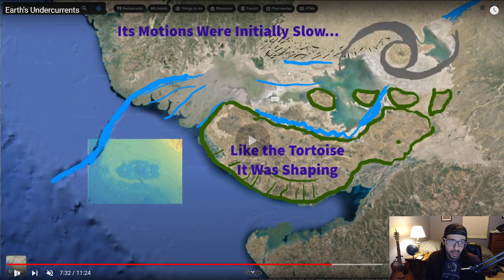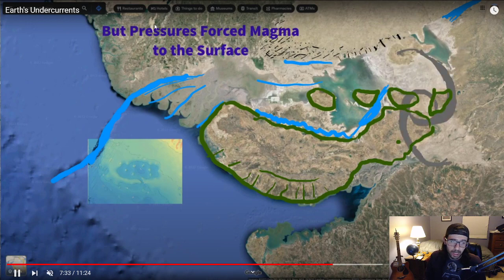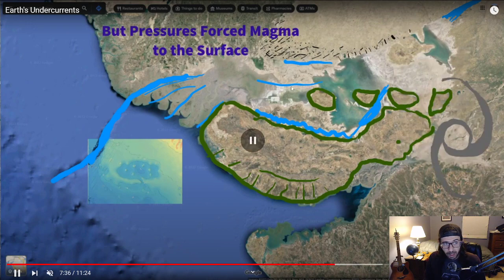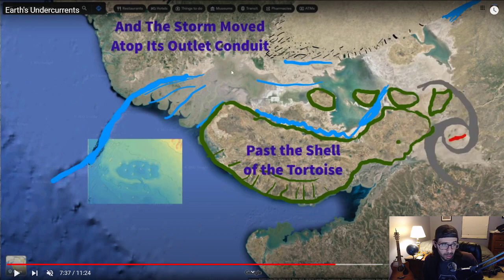Like the tortoise was shaping, but pressures forced magma to the surface. This one I didn't do well because I just kind of put the next ones in simultaneously. This one, I really should have put a space here, but I was being lazy because I had to make these frames over and over.